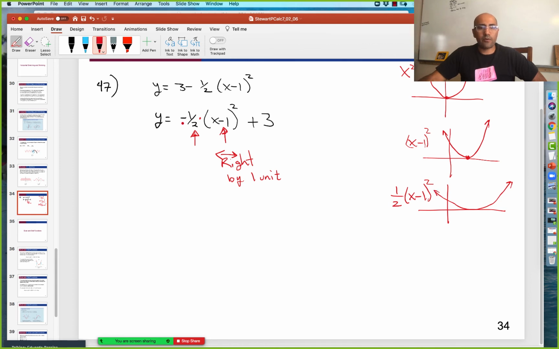And the fact that we're going to multiply by a negative means it gets flipped upside down. It's a reflection about the x-axis. So we're kind of slowly putting together what this thing is going to look like. So it's going to come down here. This is negative 1/2 x minus 1 squared. And finally, putting the plus 3, we know that that shifts the whole thing up by 3.